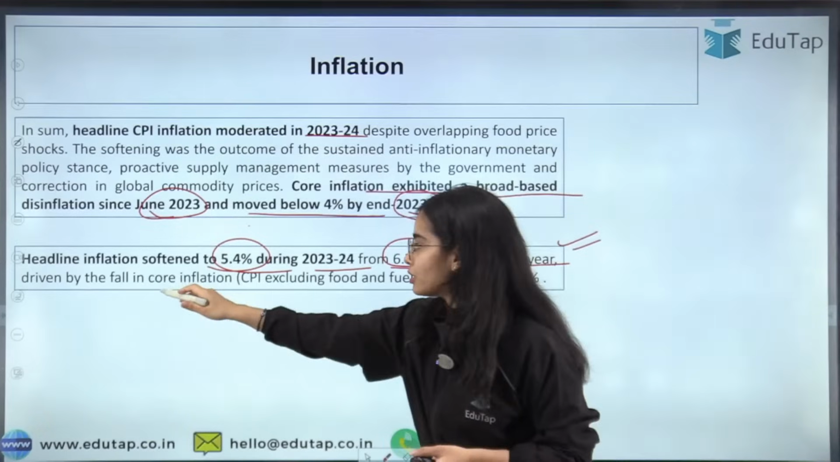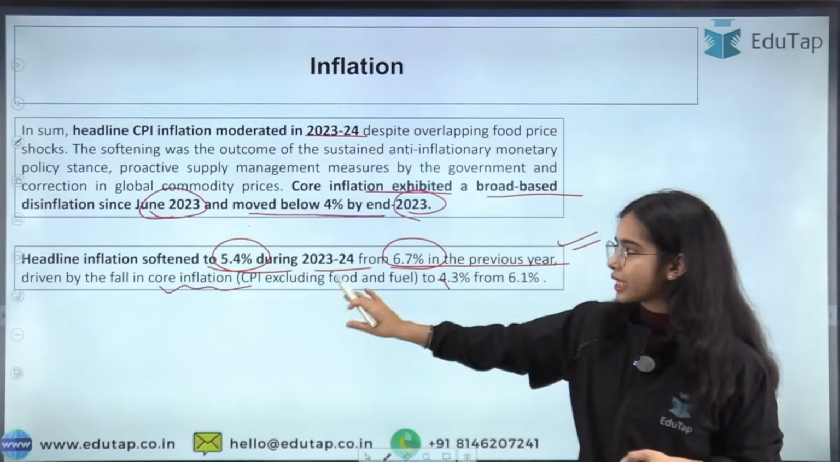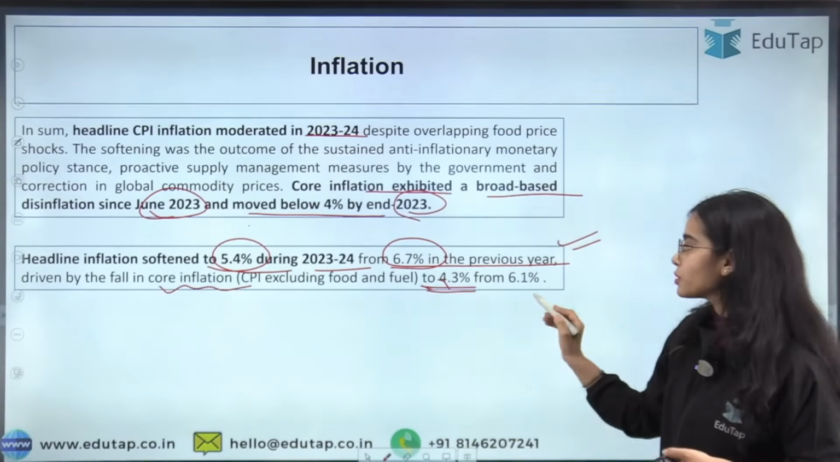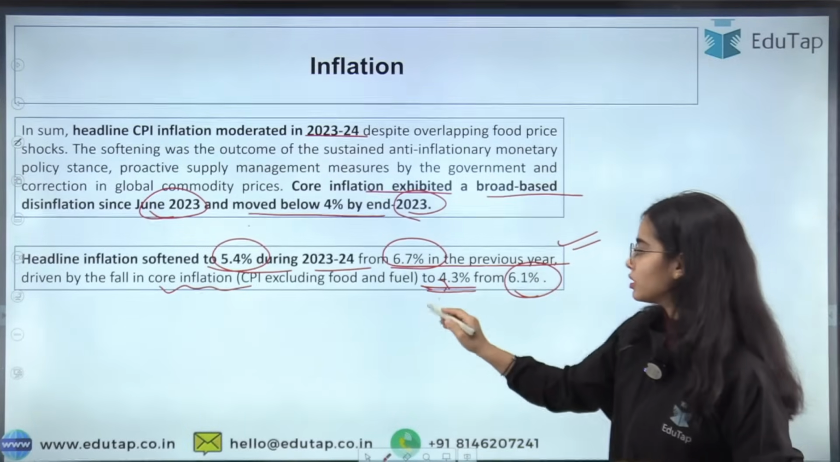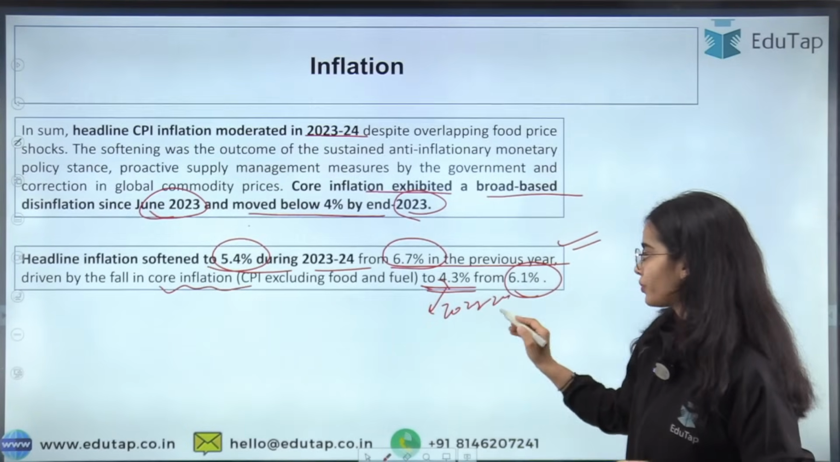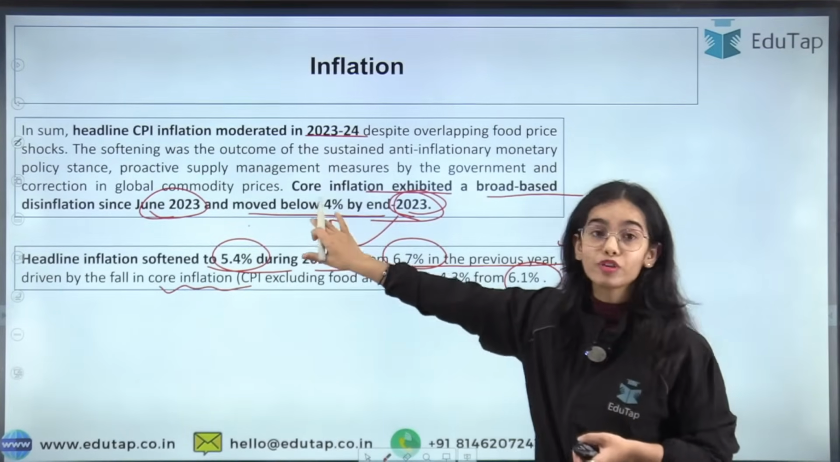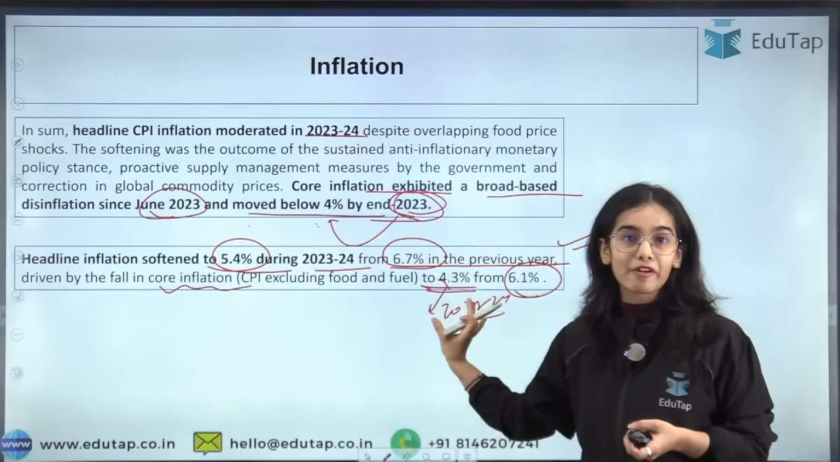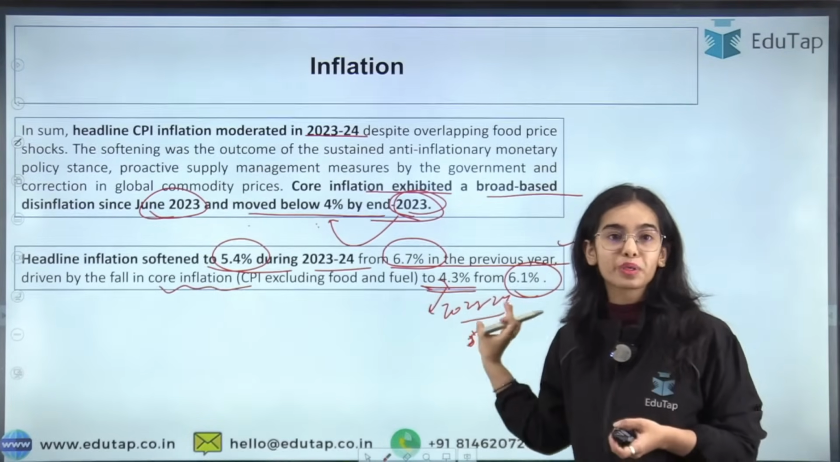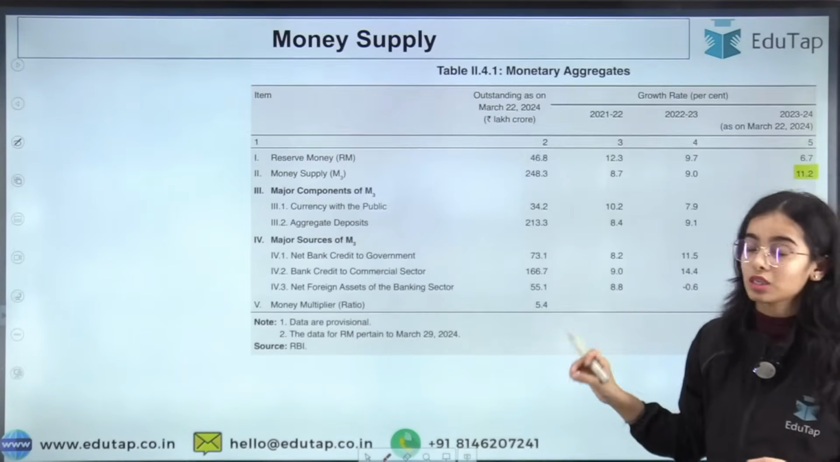The core inflation decreased to 4.3% from 6.1% in 2023-24. Okay, and by the end of 2023, the core inflation even moved below 4%. But if we see the average for the whole financial year 23-24, it was 4.3%.